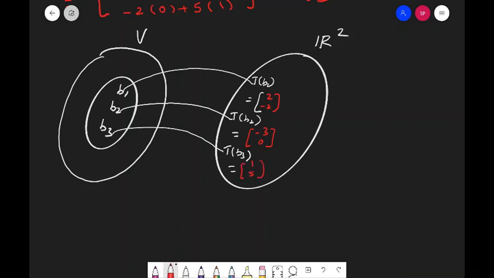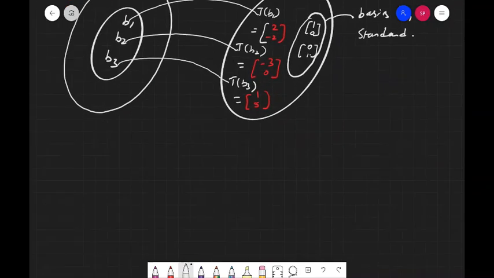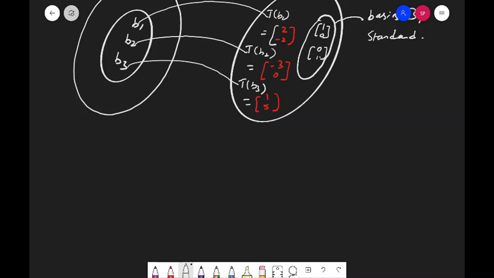Right. Now here you have a basis for R2 also. This is a basis B1 for R2. Then what is that? That is the standard basis. What is the standard basis? Having 1, 0 and 0, 1. Right.